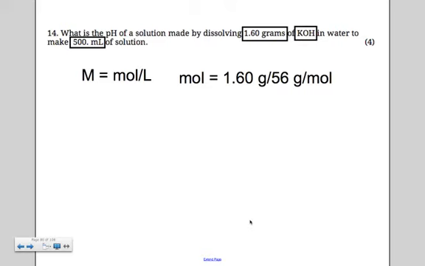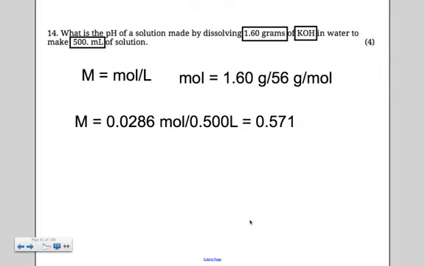The moles is the grams given divided by the molar mass. The molar mass of KOH is 56 grams per mole. That gives me 0.0286 moles, and that's in 500 milliliters, which is half a liter. Move the decimal 3 places to the left. Now I can figure out that the concentration, the molarity, is 0.571.